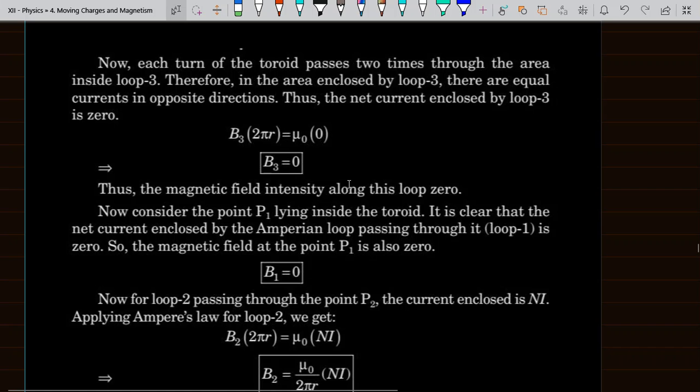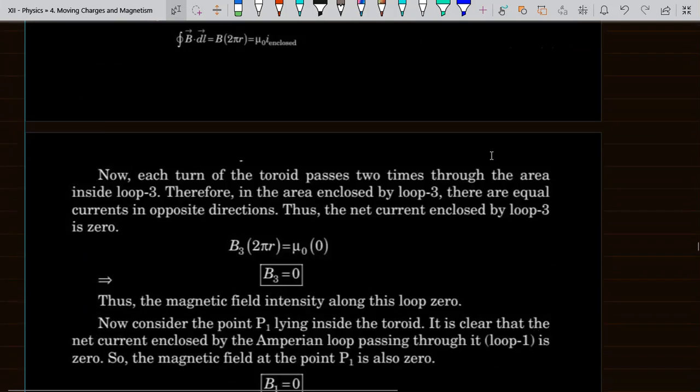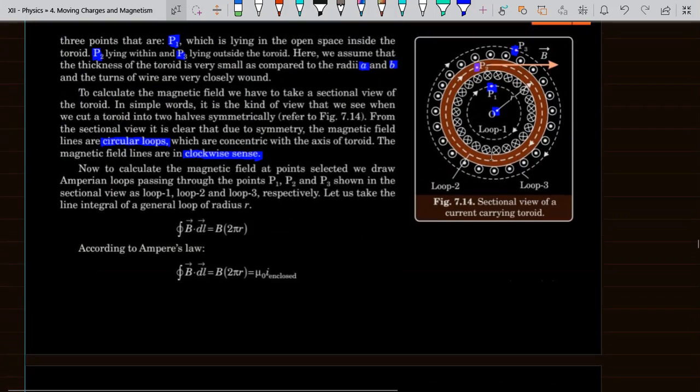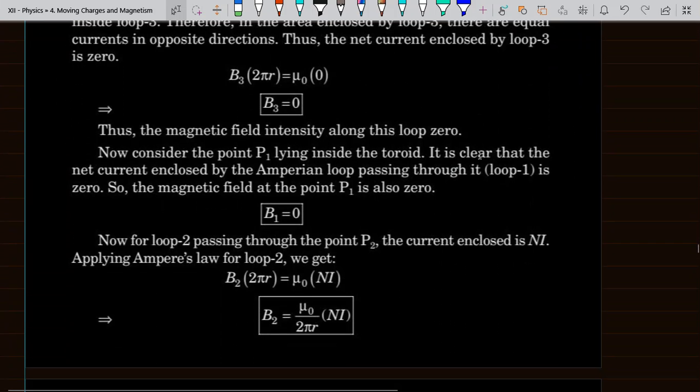Now consider point P1 lying inside the toroid. Not inside the material but inside the space, empty space. It is clear that net current enclosed by Amperean loop passing through it is 0. So the magnetic field at point P1 is also 0. वहाँ भी अंदर कोई करंट नहीं है, तो टोरॉइड के अंदर भी मैग्नेटिक फील्ड 0 होगा, बाहर भी 0 होगा क्योंकि बाहर कैंसिल हो जाएगा.